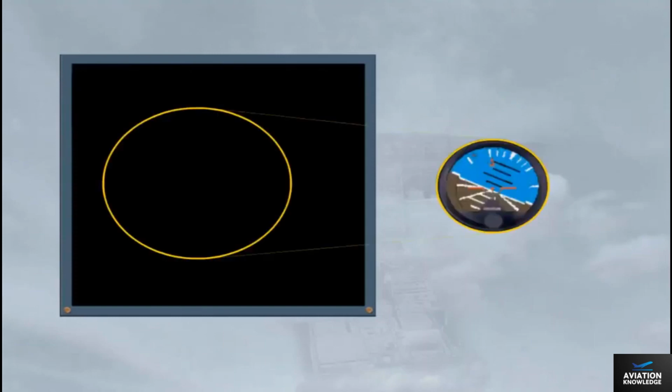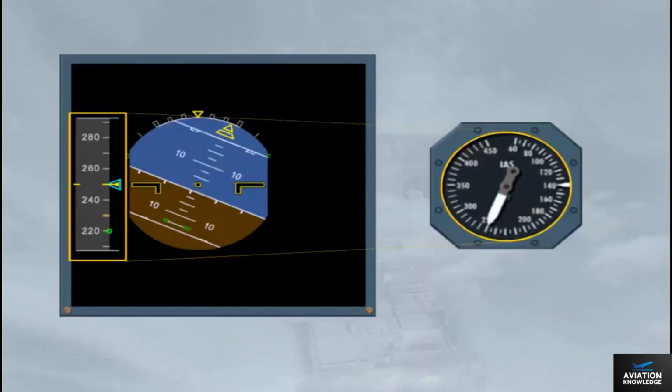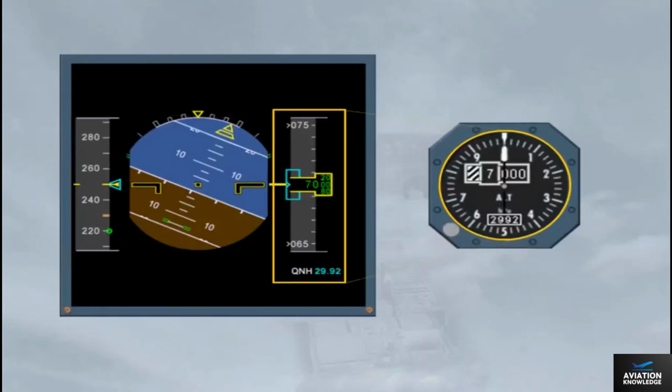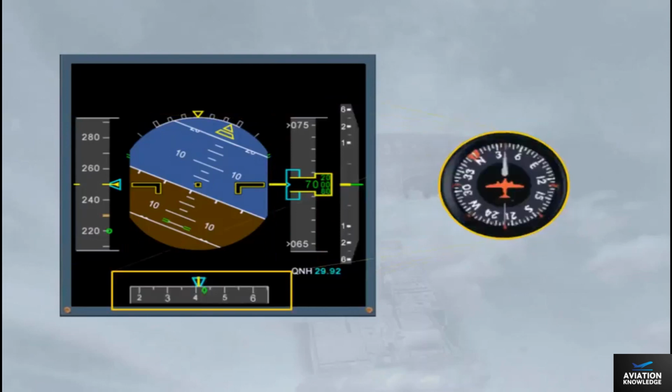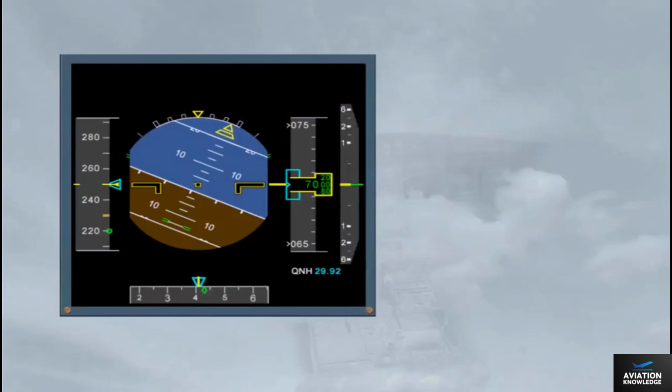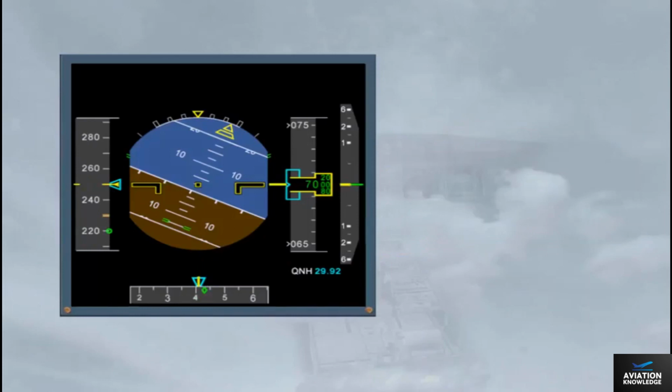PFD displays all the normal primary flight indications: attitude, airspeed, altitude, vertical speed, heading and track. Notice that the yellow reference indicators are laid out in a classic instrument T configuration. The PFD also displays other information.